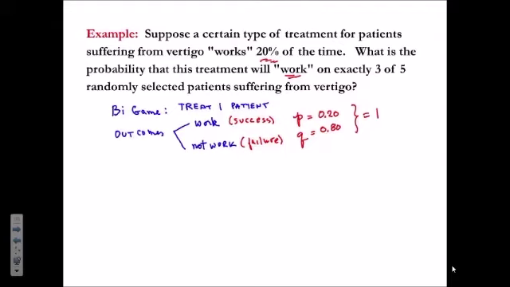Finally, we have to get the number of times that the game is going to be repeated. So it says here we want to get 5 patients, so we're going to repeat treating the patient 5 times. And X is the number of successes we're looking for. We're looking for 3 successes.